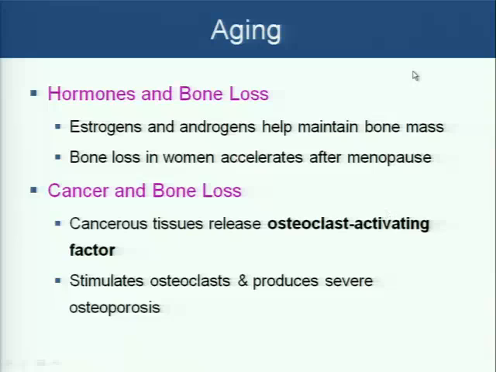So, estrogens, your androgens, which are your testosterone, those help maintain your bone mass. So again, for women, this accelerates after menopause when estrogen levels drop off. You can also have some cancers, like we talked about the radioactive golf player. I'll look up his name for you. But some cancerous tissues will release what's called osteoclast activating factor. So it turns those babies on, and they just start eating like crazy. So it induces severe osteoporosis in different areas of the body.